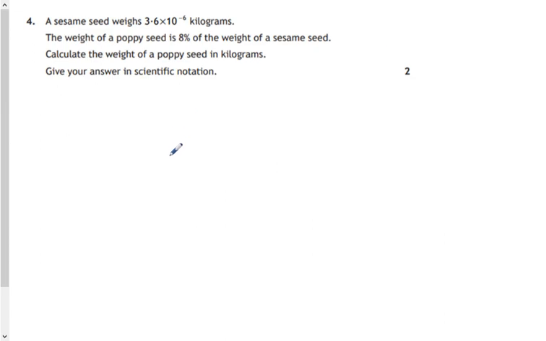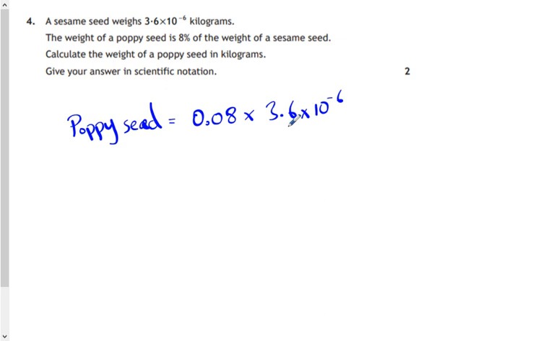Carrying on. Question 4. A sesame seed weighs 3.6 times 10 to the negative 6 kilograms. The weight of a poppy seed is 8% the weight of a sesame seed. Calculate the weight of a poppy seed in kilograms, giving your answer in scientific notation. So what we want to do then, our poppy seed is going to be 8%, which is 0.08, of the 3.6 times 10 to the negative 6 weight of the sesame seed.